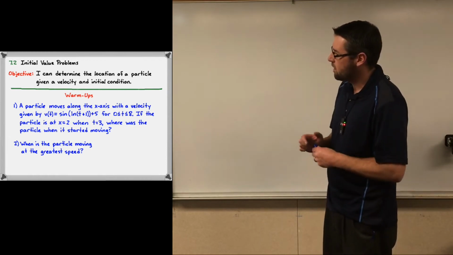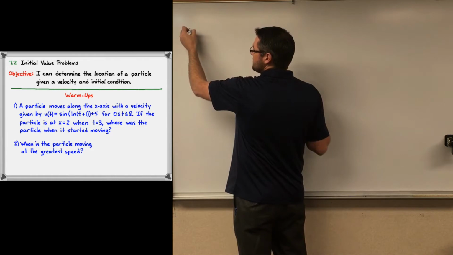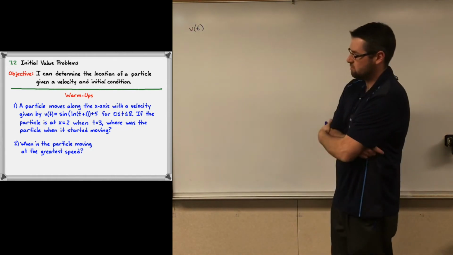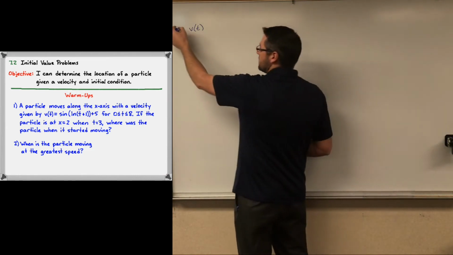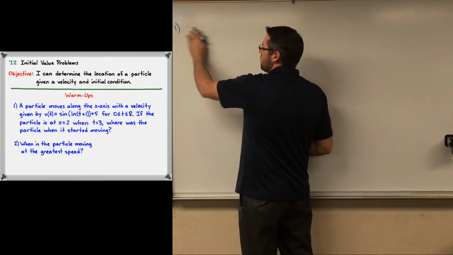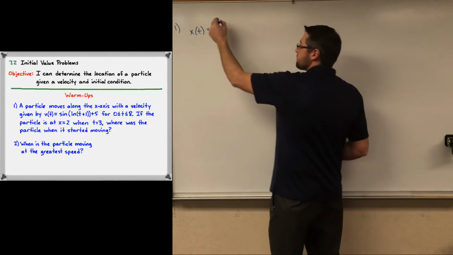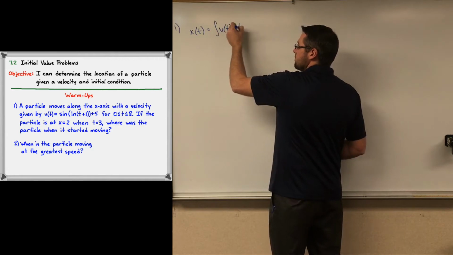All right, number one, a particle moves along the x-axis so that the velocity is given, so v of t is whatever. How do I find position? How do I find out where the particle is at any given point? Okay, so I would write an equation, x of t representing position is what? The integral of velocity, that's fine, right?